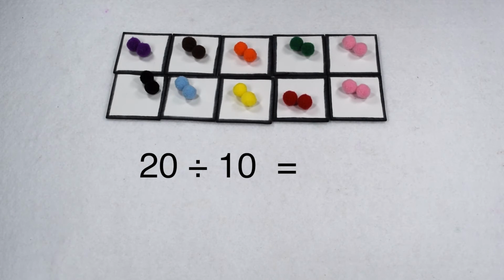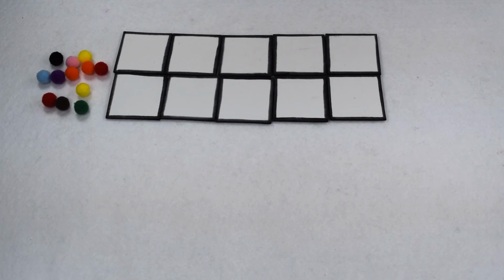When we do that, we see 20 divided by 10 gives us 2. So that proves our theory so far that numbers that end in 0 are divisible by 10. Let's try another example, this time that doesn't end in 0.